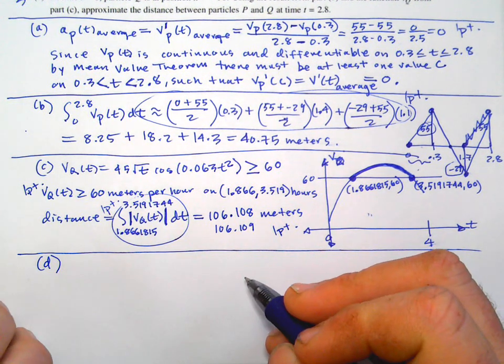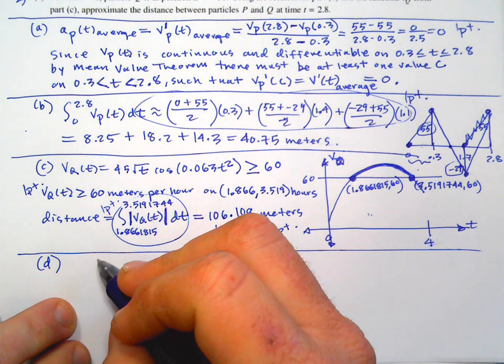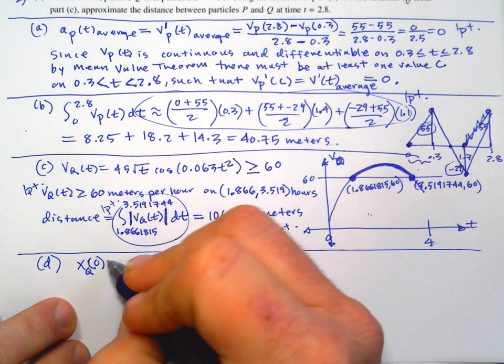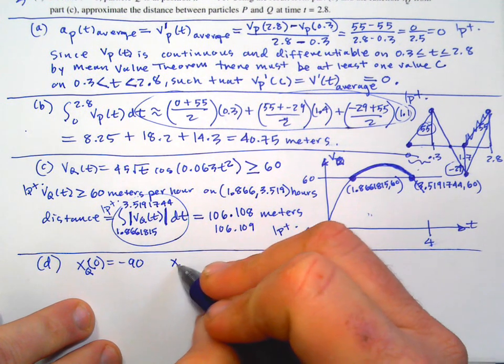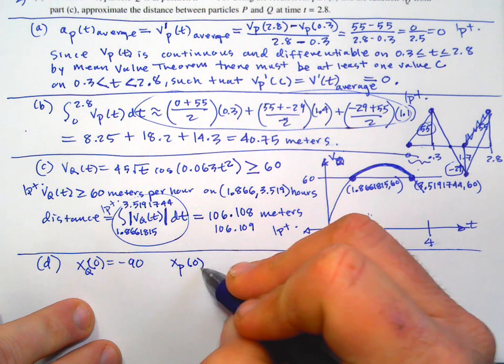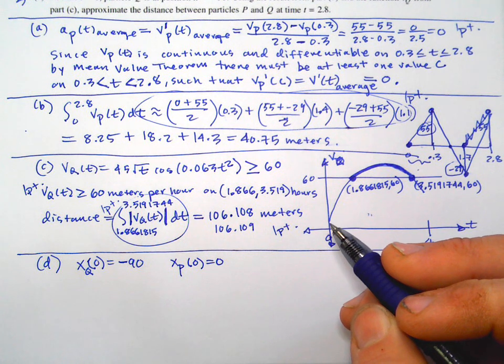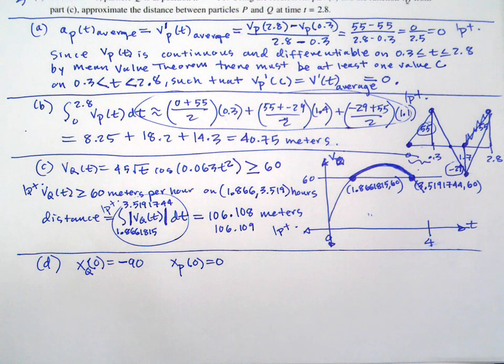Part D says at time t equals 0, particle Q is at position x equals -90. So x sub Q of 0 equals -90. Now we also know, by the way, up at the beginning, and I don't think we've used this, x sub P at time 0 is 0. Maybe we're going to need that. It says using the result from part B, the estimate of the integral, and the function v sub Q from part C, approximate the distance between the particles P and Q at time 2.8.